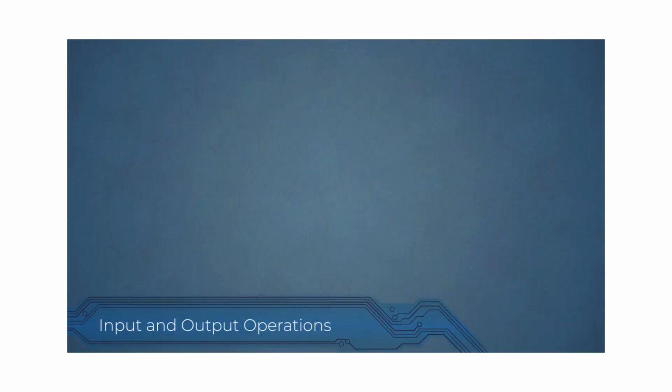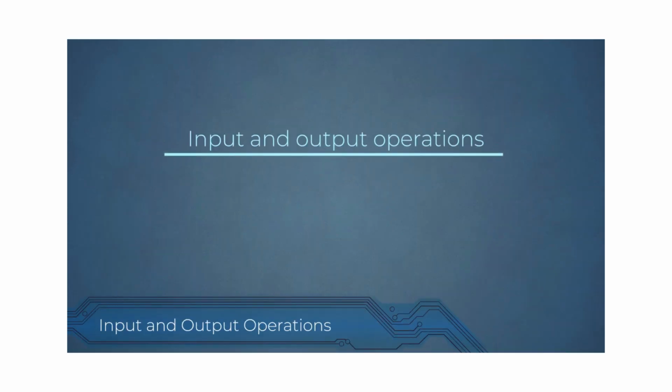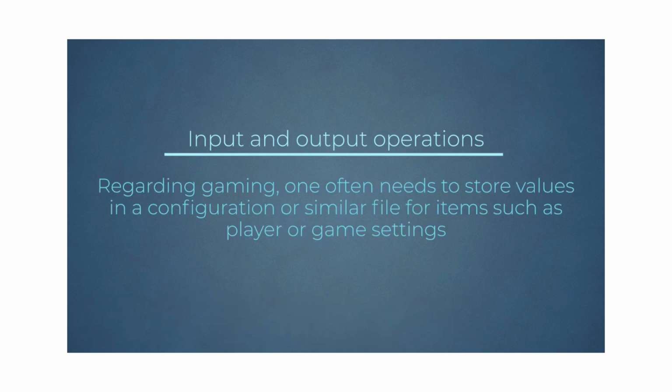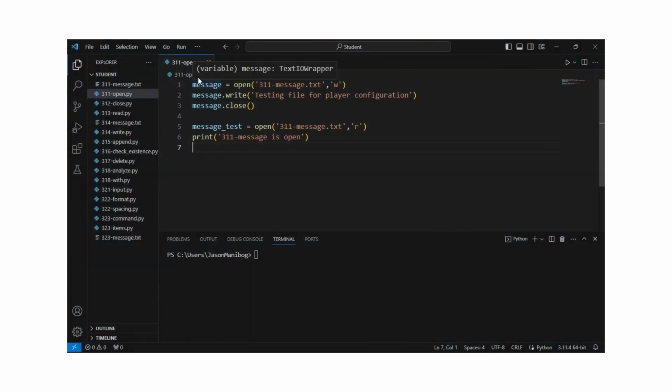This domain will take us through input and output operations. For the next few videos, we will work with files using an app's code. Regarding gaming, one often needs to store values in a configuration or similar file for items such as player or game settings. One such example is this 311open file, which has code that opens a file, writes to it, and closes it on the first 3 lines of code.